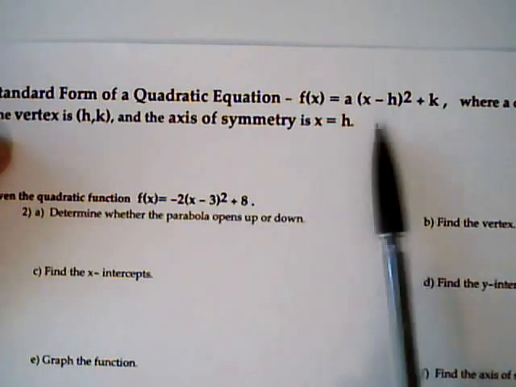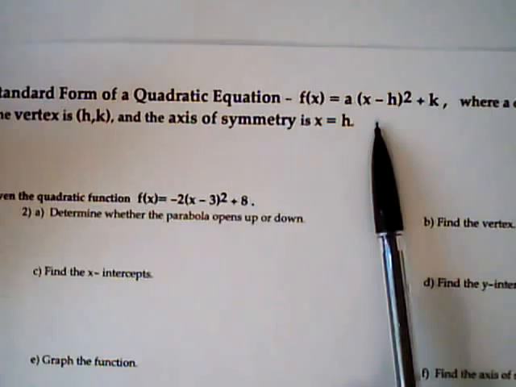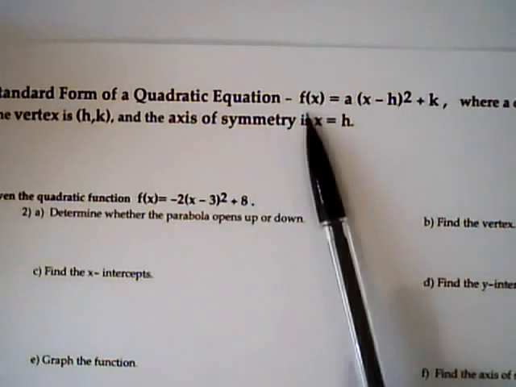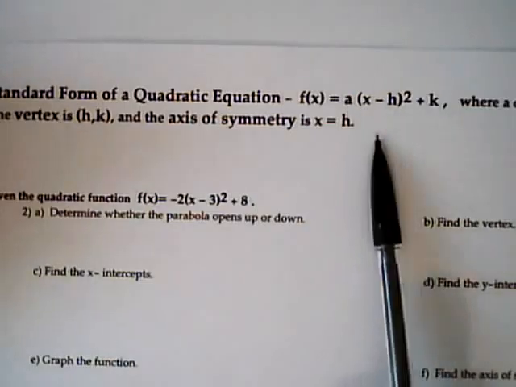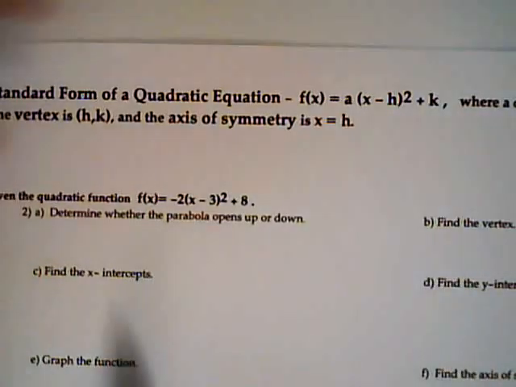So it's really helpful if your parabolas are written in this form. You can just look at your equation and tell what your vertex is, which direction the graph is going to open based on a, and then also what the axis of symmetry is. So let's look at the example.